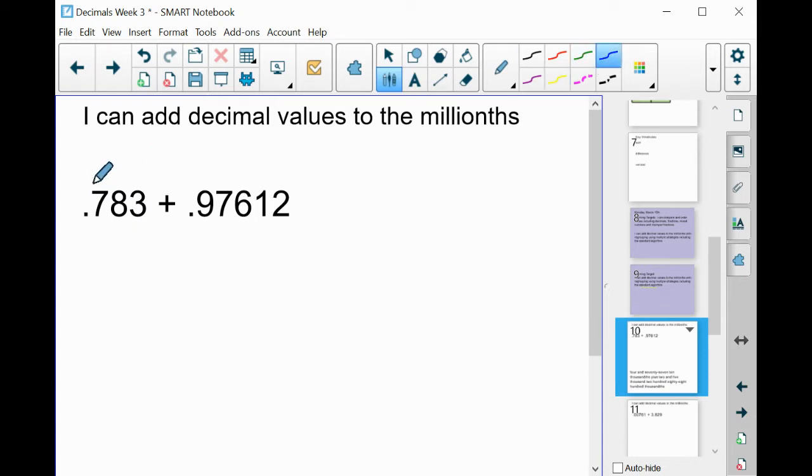We're going to do 783 tenths hundredths thousandths plus 97,612 tenths, hundredths, thousandths, 10,000ths, 100,000ths. Okay, now we're just going to use the standard algorithm a lot today. So just like you've been doing normal addition since about second grade, same thing here. But there's something else we have to worry about, which is our decimal. Okay, we're going to be doing some regrouping here and regrouping decimal values to the next place value.